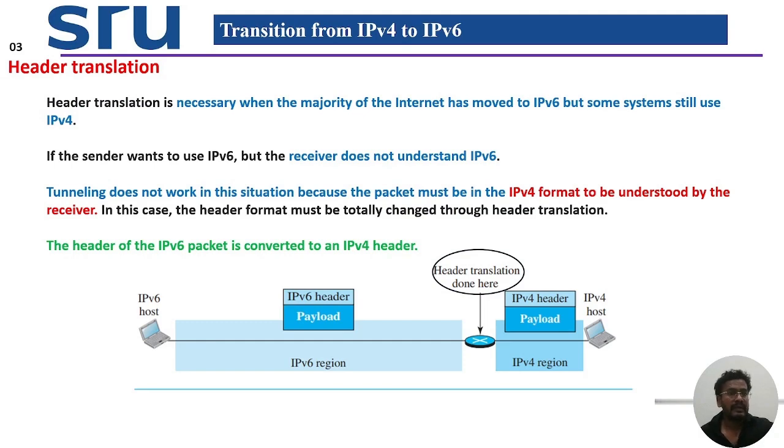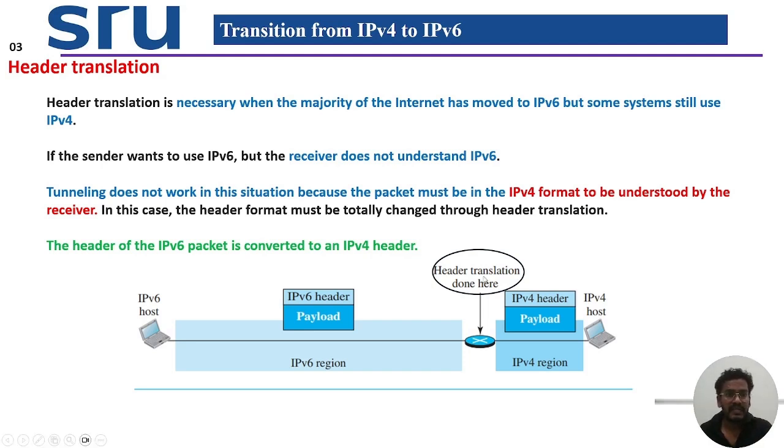So, header translation. A header translation is necessary when the majority of the internet has moved to IPv6, but some systems still use IPv4. Which means the entire system should not depend on the IPv6 model. So in that case, we will use the IPv4 models.